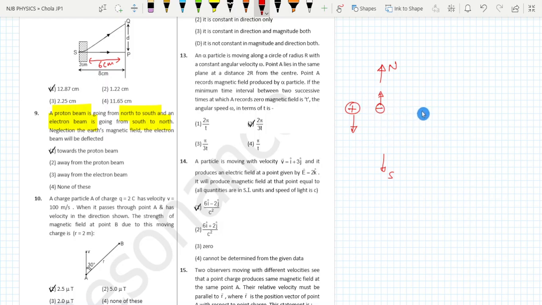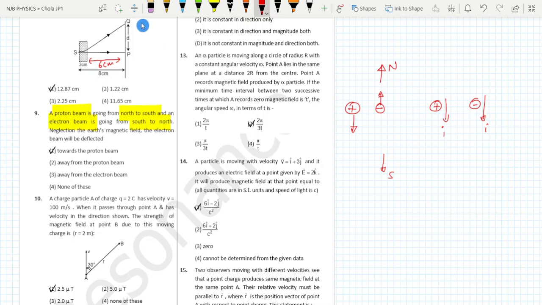Now because of this positive charge, the current is in which direction? Current is in the downward direction. And because of the negative charge going towards north, the current is again in the south direction. That means the direction of current because of both of them is the same, and we have already seen that when the currents are in the same direction, there will be attraction between them. If the currents are in opposite directions, there will be repulsion.